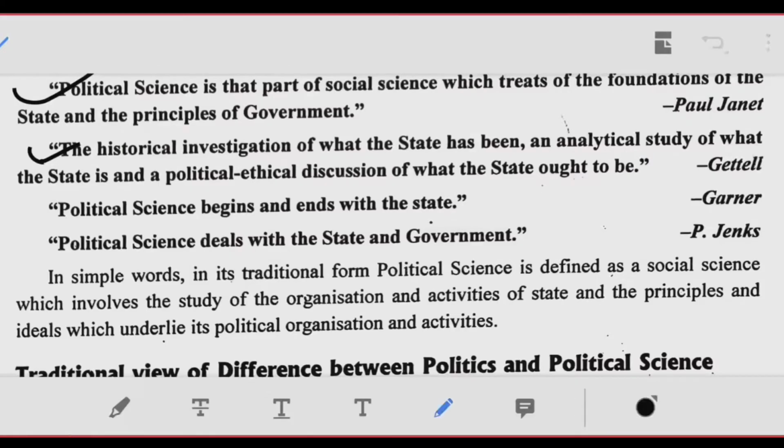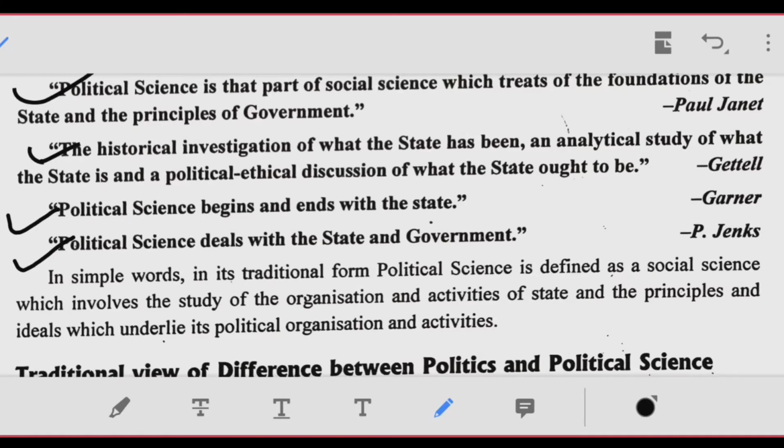Now next one you can see here, very simple, according to Garner. Suppose you are asked to define political science, and you don't know the rest of the definitions, just remember the Garner definition. Whenever you write the definition, mention: according to Garner, political science begins and ends with the state. Okay, the next one you can see here is P. Jenks. According to P. Jenks, political science deals with the state and government. So all together, after going through all these definitions, we understand that political science is the study of state and government.